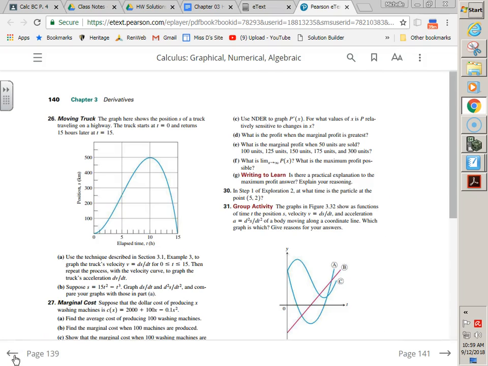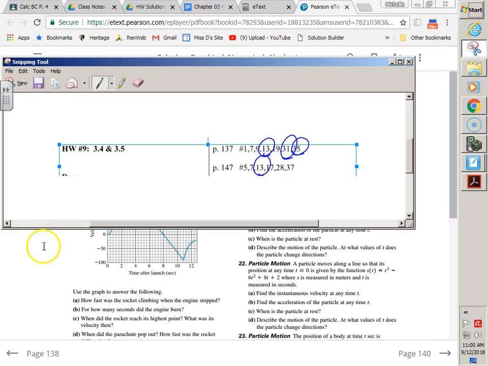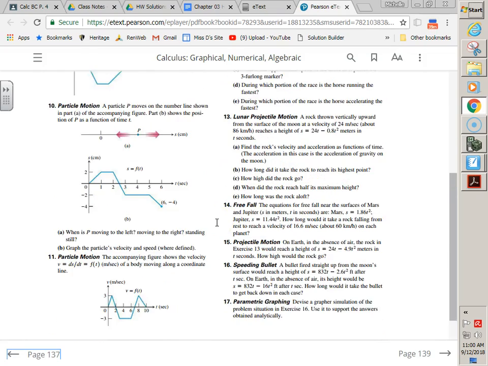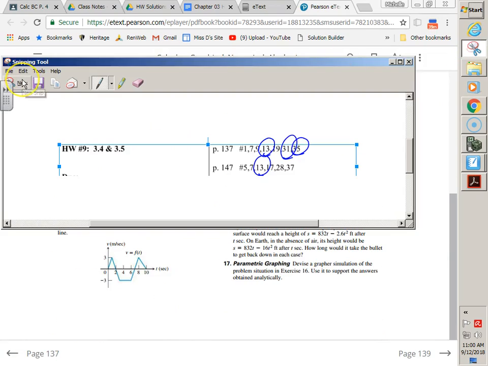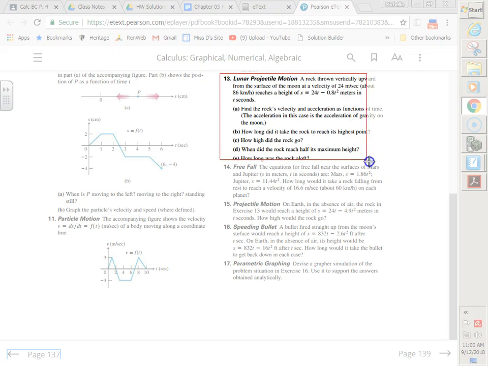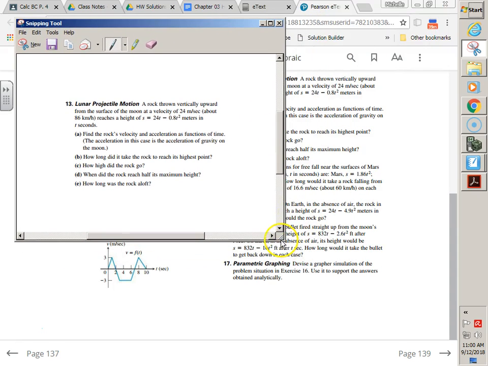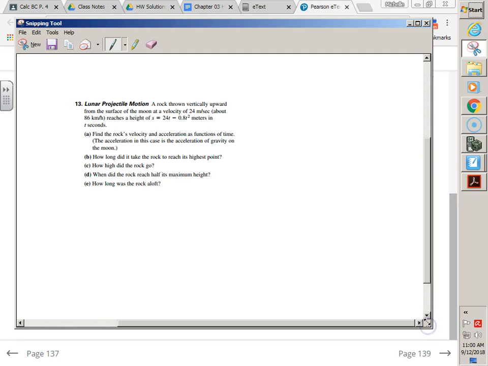13 was the first one, right? The first question that we had? Yeah. 13, 31, and 35. So number 13. Ooh, it says the word aloft. I love this question. All right. What part of it did we get stuck on? We have a position function in meters. Time is measured in seconds. We have the initial velocity. Find velocity and acceleration as functions of time.